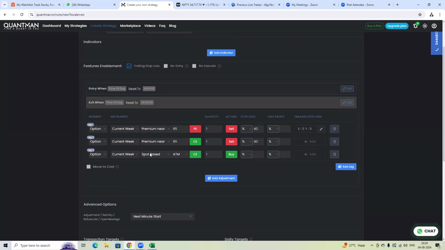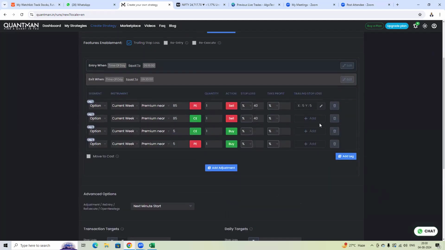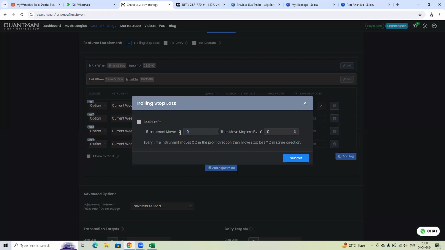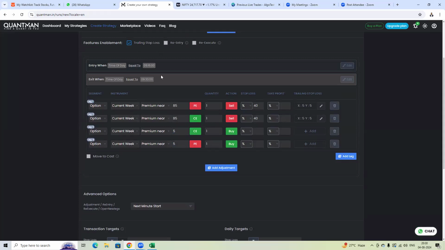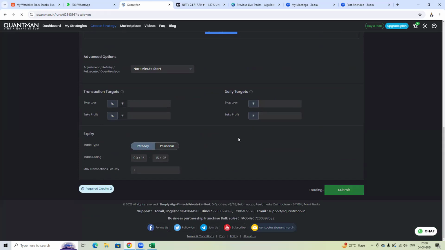Okay, add leg with premium near 5 rupees. So 5 rupees call option buy and add leg premium near 5 rupees. Put option buy. That's it. So you can add a trailing stop loss for both call and put option. Okay. So this will be a 15-minute trade. Let's see how it will happen. How exactly the trade happens.